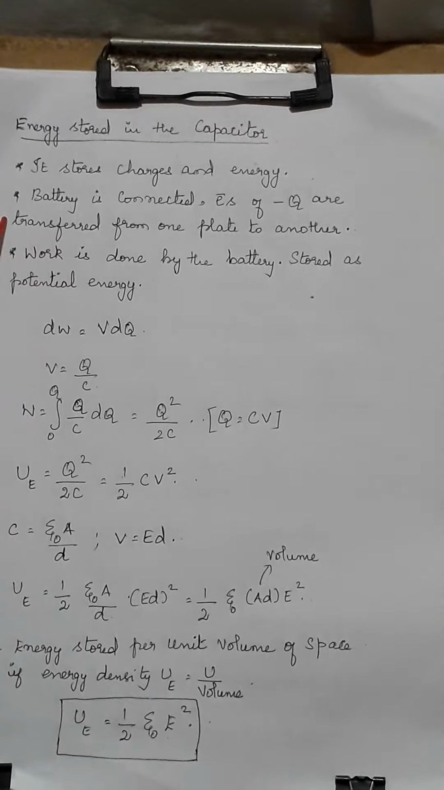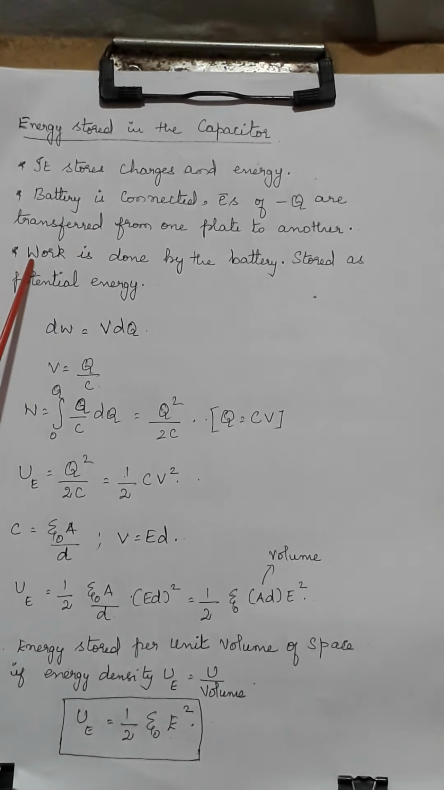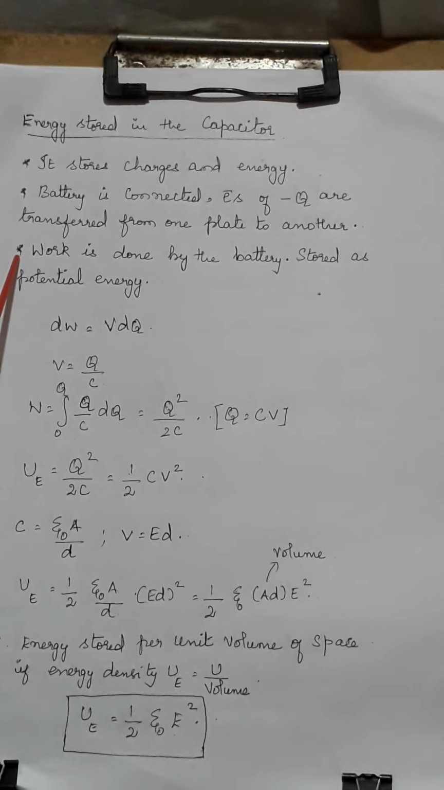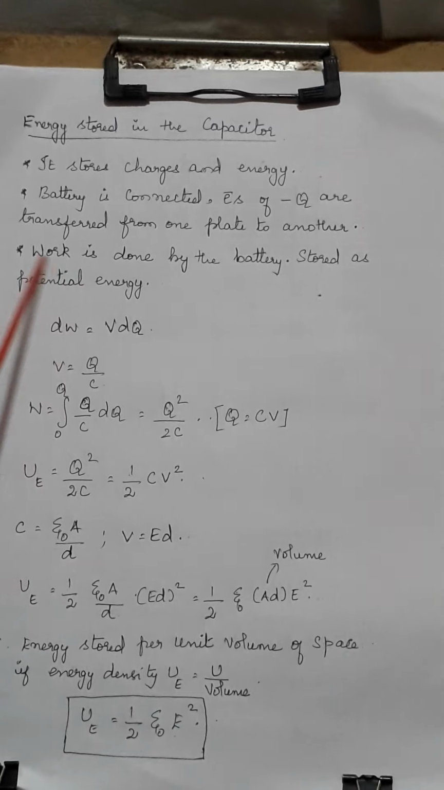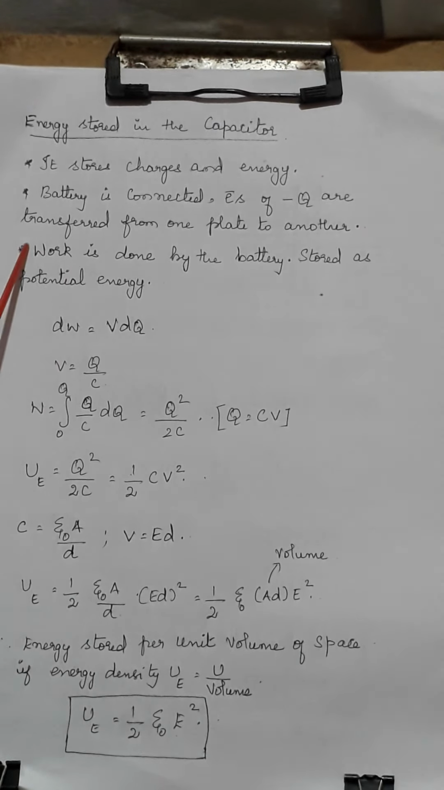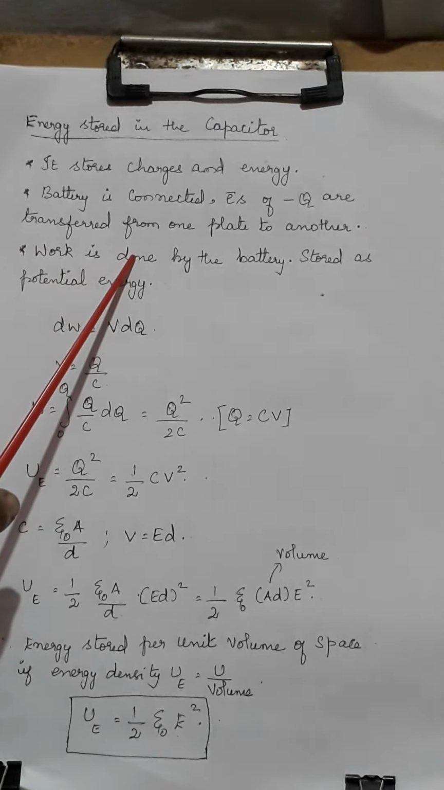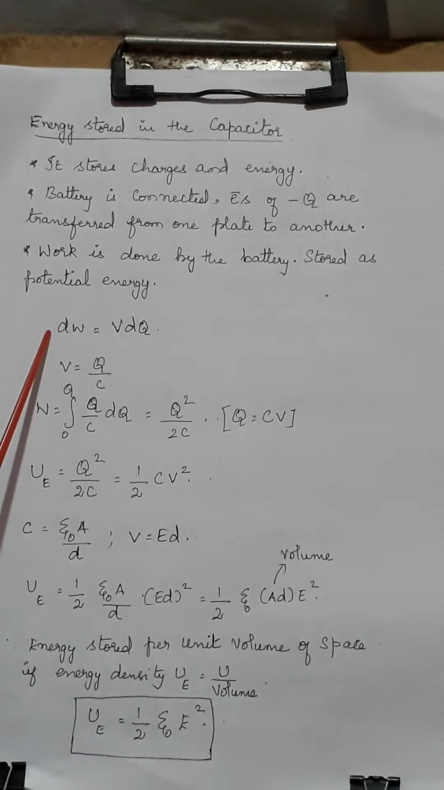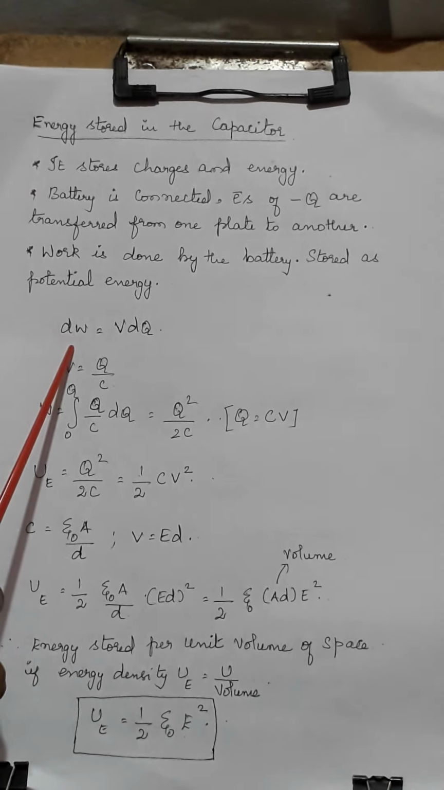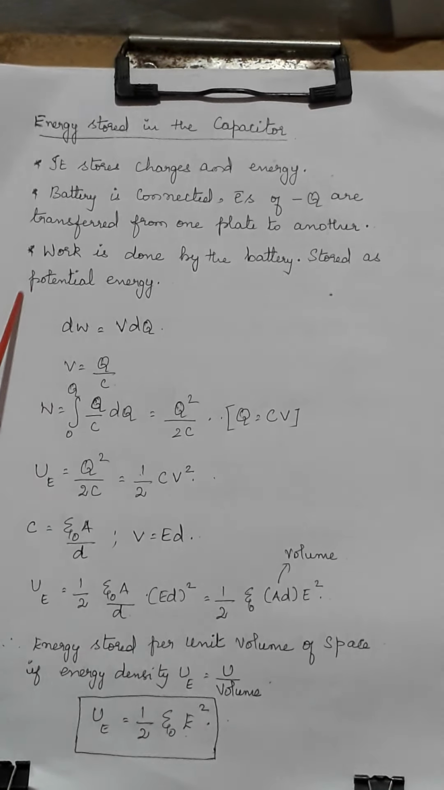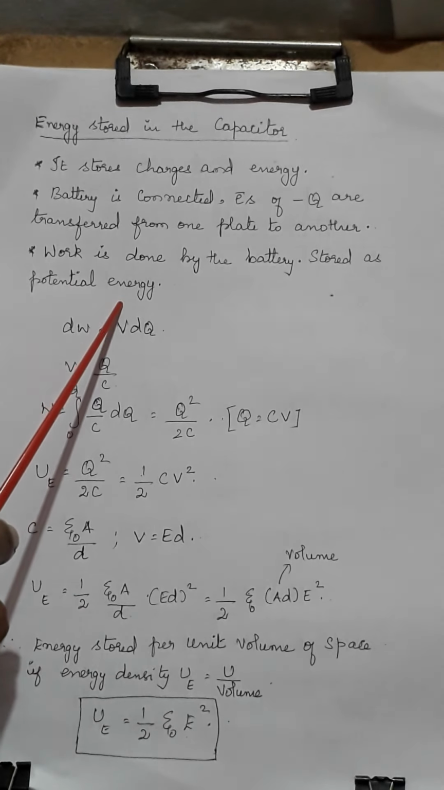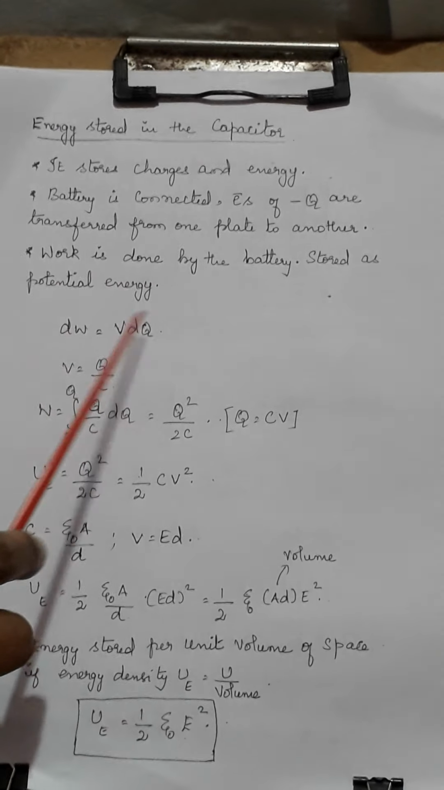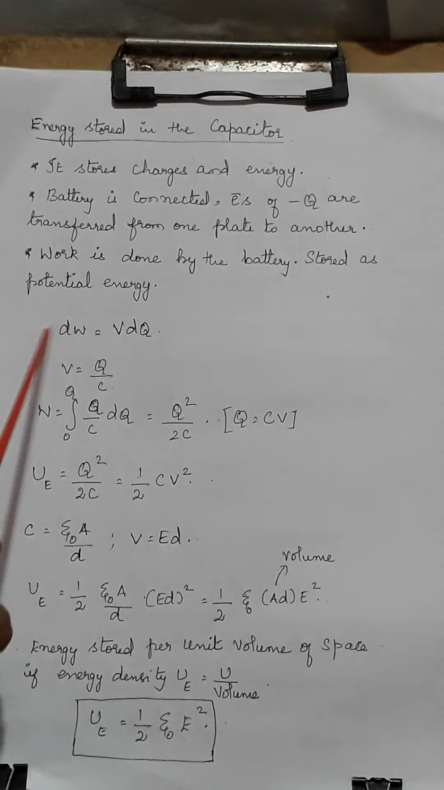When something starts moving, what happens? Work is done. That is the basic concept. Work is done when any particle moves, even in mechanical energy it is the same. So here work is done by the battery, which is stored as potential energy. In 11th standard, you studied that work done dW is equal to F into ds, force into displacement.